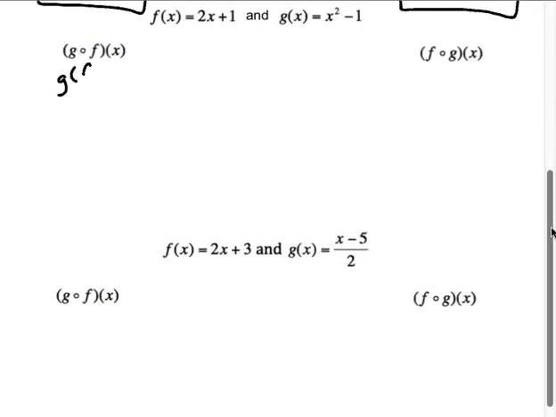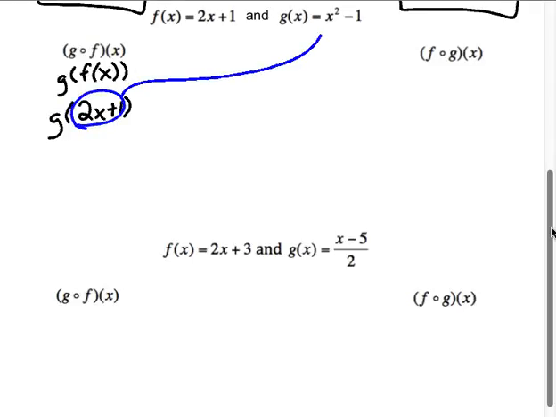First piece of advice, again, always rewrite that notation. I'm going to start on the inside. So f of x is 2x plus 1. Wherever I see x in the g function, that is going in its place. So in my g function, instead of an x there, I'm getting 2x plus 1.